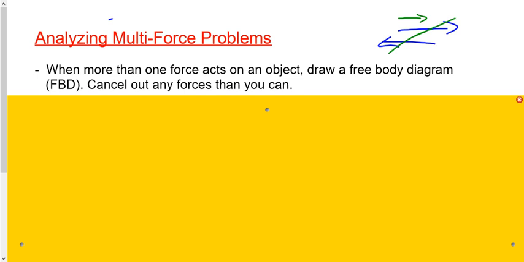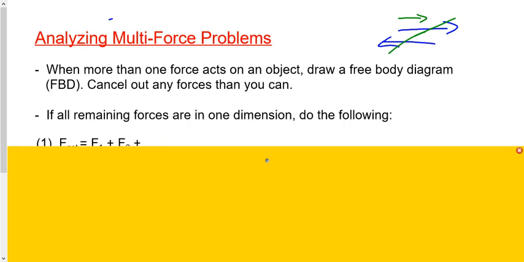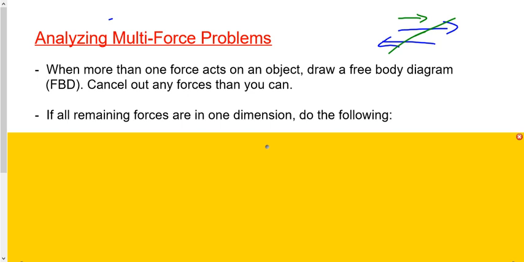So draw a free body diagram, show all of the forces that act on the object, and if there happens to be two forces that cancel out because they're equal and opposite, then cancel them out. Get rid of them. Just scratch them out, or even erase them if you want to. Once you've done that, then I want you to take a look at what forces are left over. And if they're in one dimension, what do I mean by one dimension? Well, all the forces are either like this or they're like this, but you don't have both. So they're either all right-left or they're all up-down, but not a combination of both.